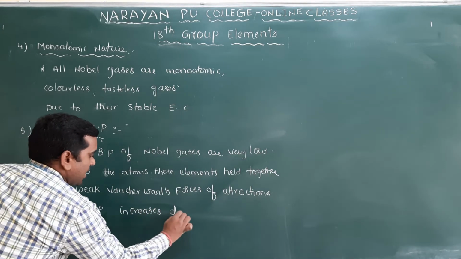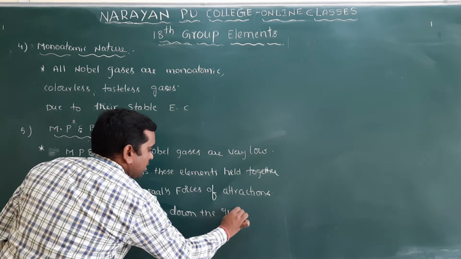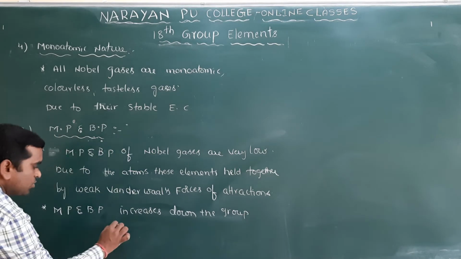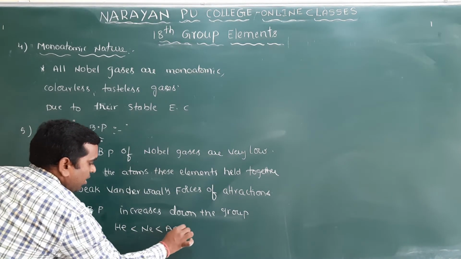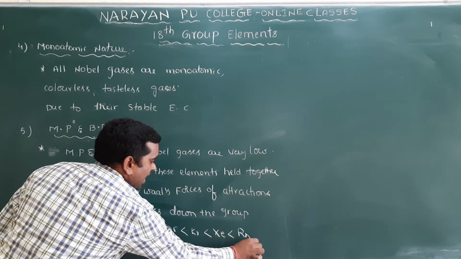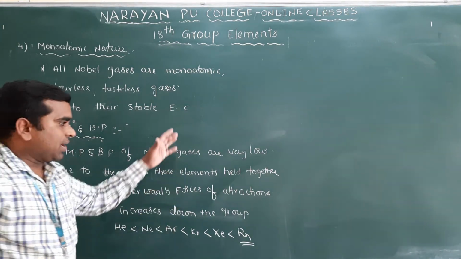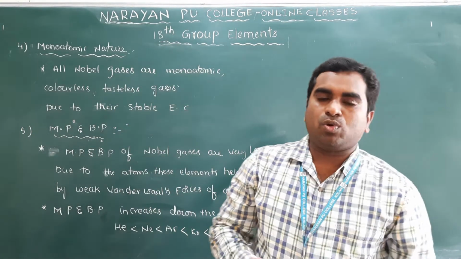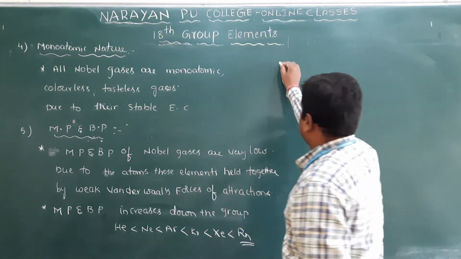Down the group, if I take helium, neon, argon, krypton, xenon, radon, the melting and boiling points increase in that order. Radon will have the highest melting and boiling points. Why? Because as we are moving down the group, the magnitude of van der Waals forces increases, so automatically melting and boiling points increase.